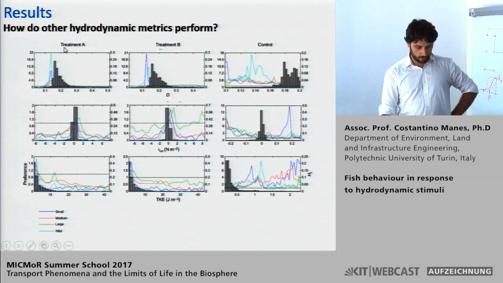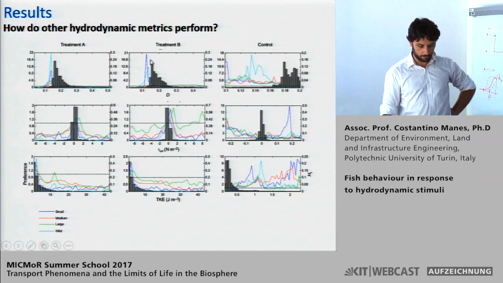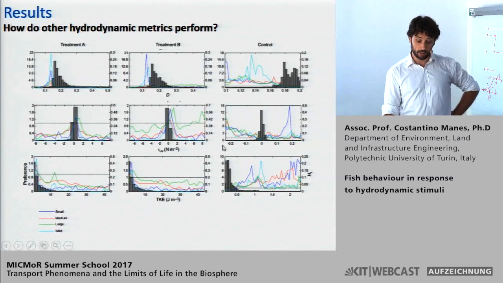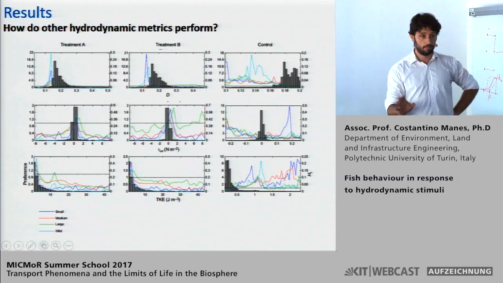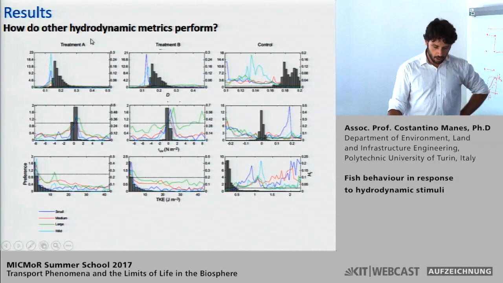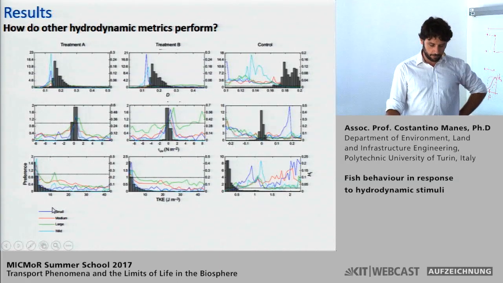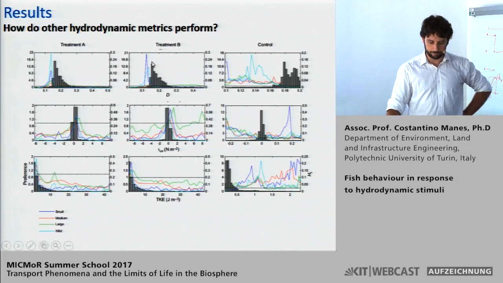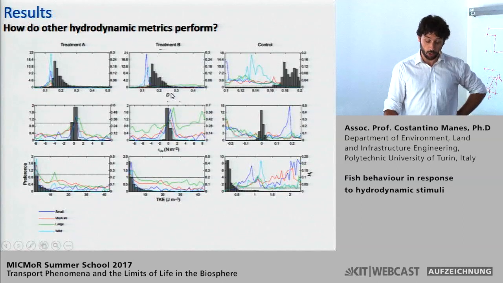In this plot, you have the results of treatment A with the cylinders decreasing from left to right, treatment B where they were put in another configuration, and the control experiments, essentially an experiment with no cylinders in the test section. On top, we have the preference curves for small, medium, large, and wild fish, the colored curves again, for the metric drag. And again, there is the gray histogram, which identifies the available drag in the whole test section.